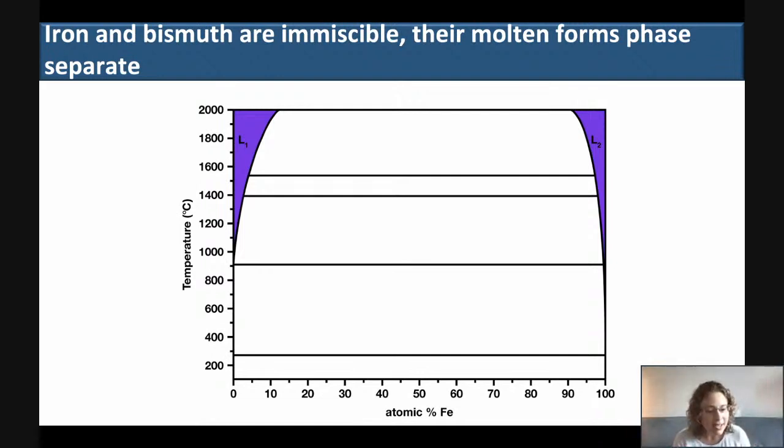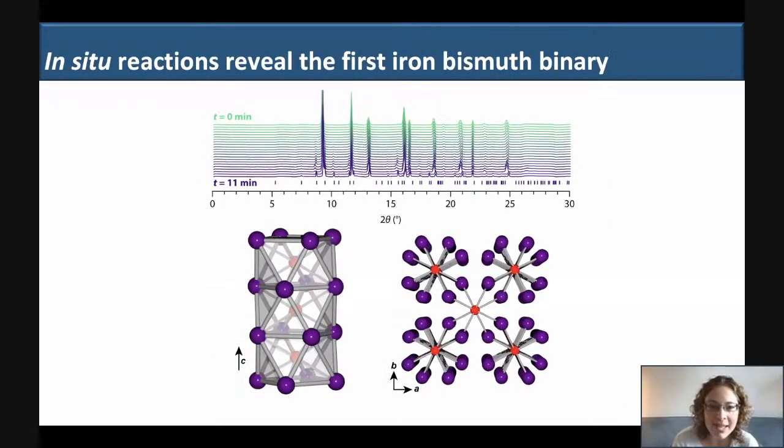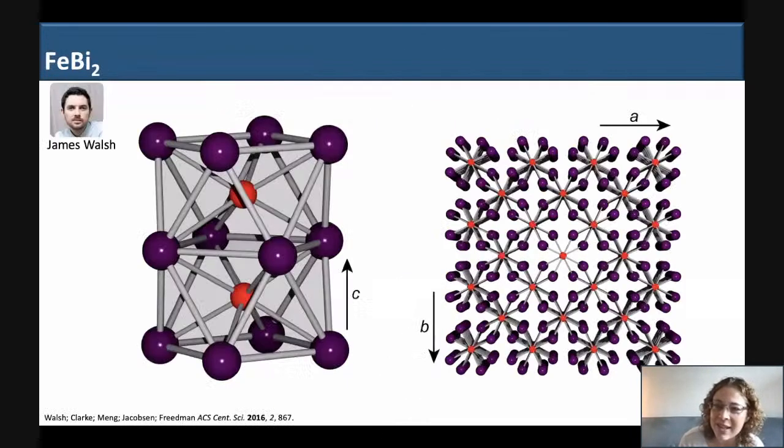But to access the copper bismuth system, we had to use pressures comparable to the core of the moon. To access iron bismuth, we had to use pressures comparable to the core of Mars, which are much higher. So at about 36 gigapascals, we were able to isolate the first iron bismuth binary compound. And here you can see the powder diffraction data. This is the aluminum II copper structure type.